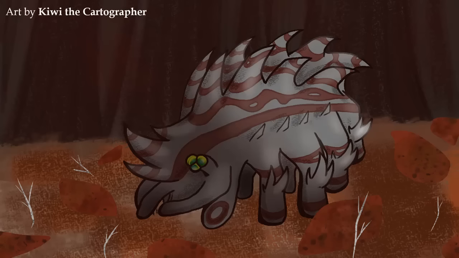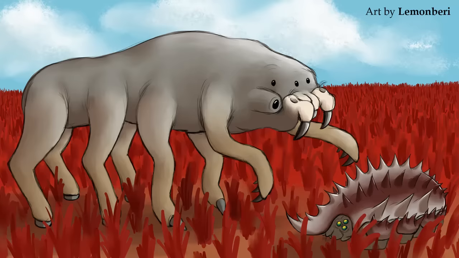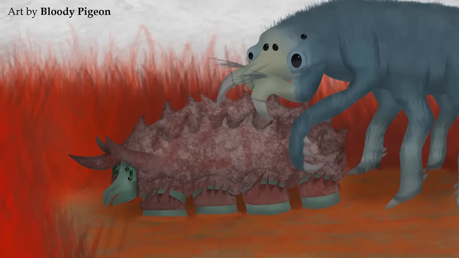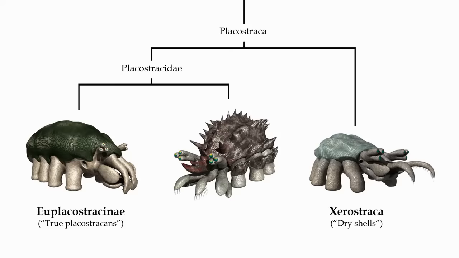In the several million years after the land bridge forms, some of these placostracans will evolve rows of spikes along their shells to further repel attackers, as well as extra armor around their vulnerable head and legs. We'll call these most heavily defended of placostracans the echinostracans.